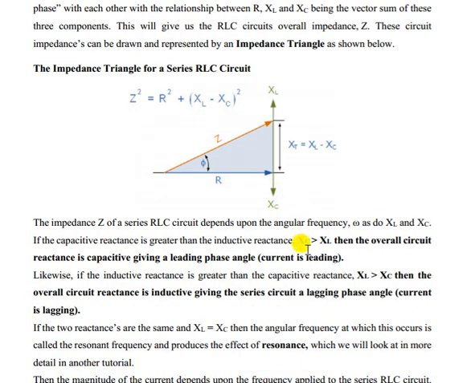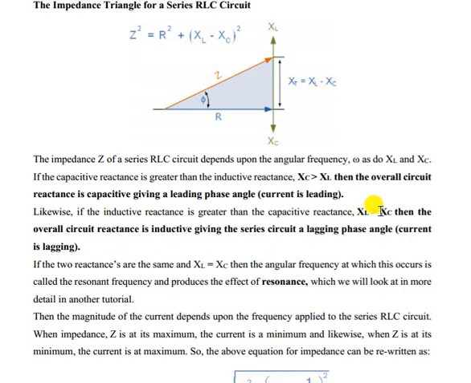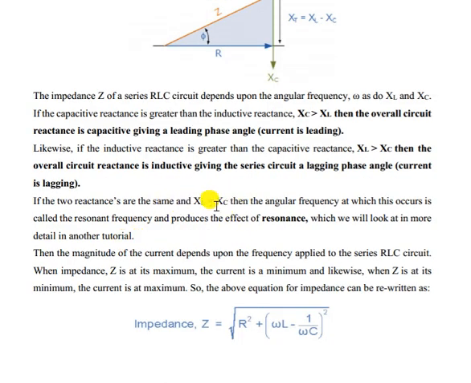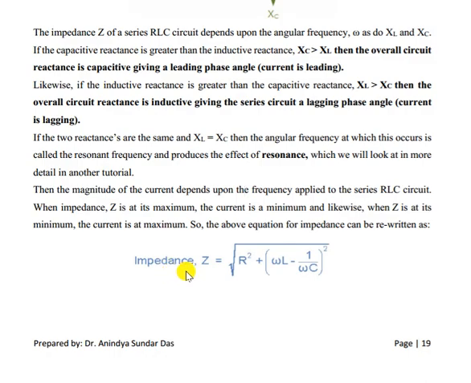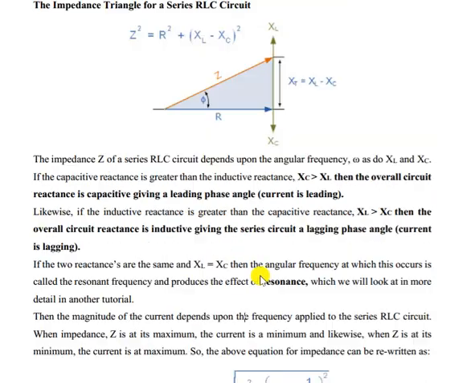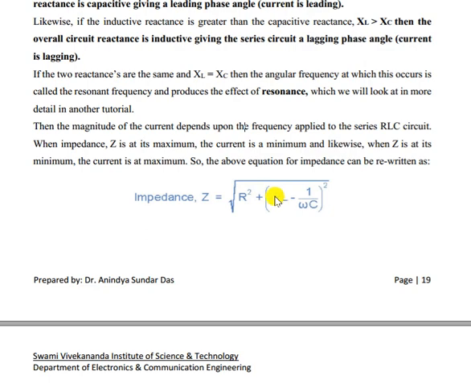Now when XC is greater than XL, the overall circuit reactance is capacitive, giving a leading phase angle. Current is leading. Again, if XL is greater than XC, then the overall circuit reactance is inductive, giving the series circuit a lagging phase angle, or current is lagging. Now, when XL equal to XC, it becomes purely resistive. That is the condition called resonance. Okay. So the impedance value is what? Z equal to root over R square plus XL, and instead of XL we can write omega L minus XC, we can write 1 by omega C, whole square.